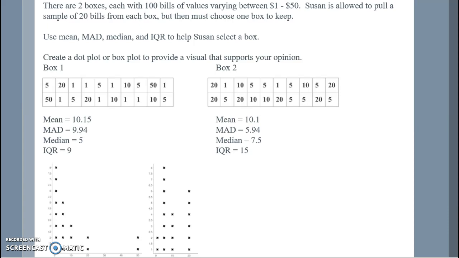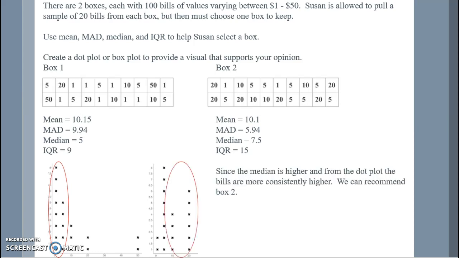Let's take a look at the box plots, the dot plot for each one. Notice that in box 1, most of our data is piled up on the lower end, less than $10. Whereas in the right-hand box 2, the majority of them is between $5 and $20. And since the mean is higher and from the dot plot the bills are more consistently higher, I would recommend box 2.